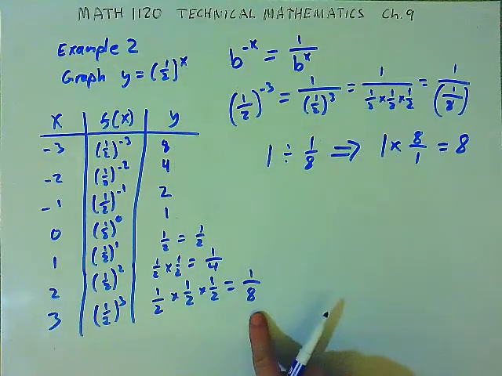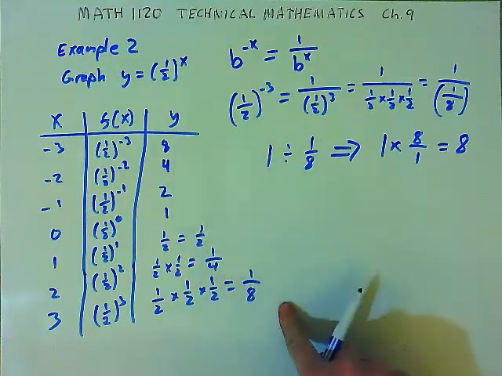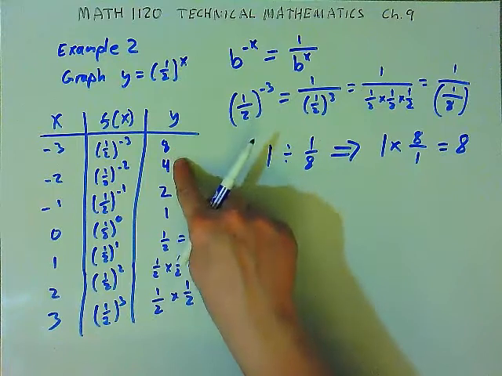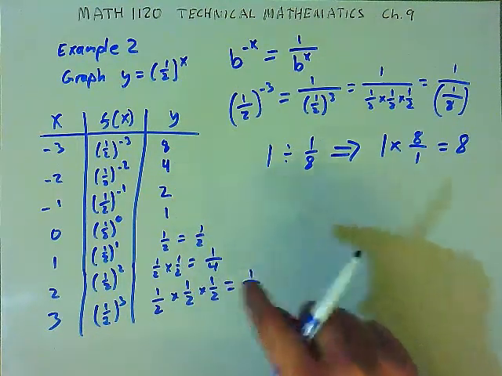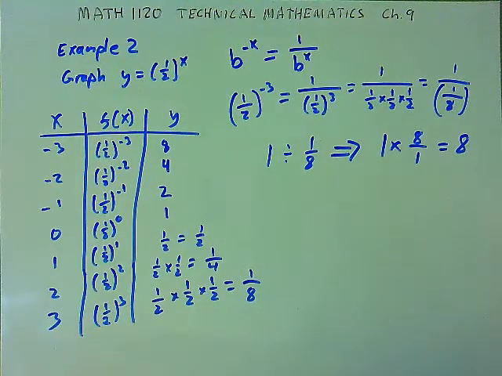And again, you can see the pattern that was formed, very similar to what we saw in the last example. 8 divided by 2 is 4. 4 divided by 2 is 2. Divided by 2 is 1. Divided by 2 is 1/2. Divided by 2 is 1/4. Divided by 2 again is 1/8.